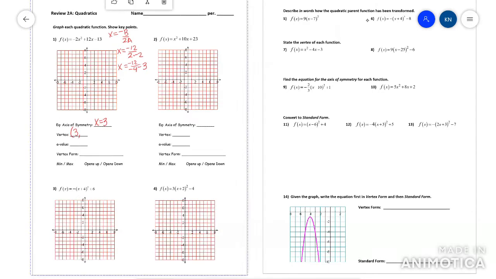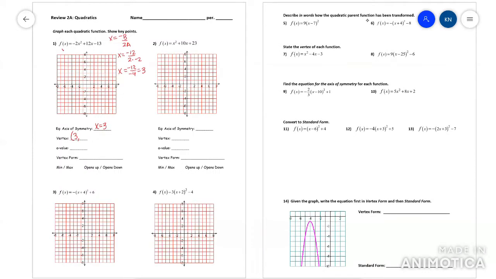Now, to find the y value, you go back to this original equation and plug in 3. So it'd look like this. 3 squared is 9 times negative 2 is negative 18, plus 12 times 3 is 36, and then minus 13. That's going to be 5. Y equals 5. So that's the y value of my vertex. So now I can go ahead and plot 3, 5 as the vertex.